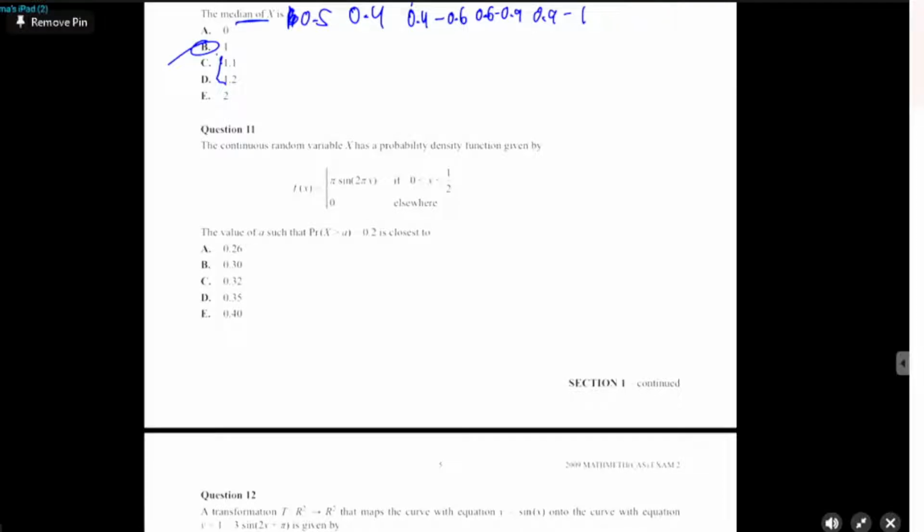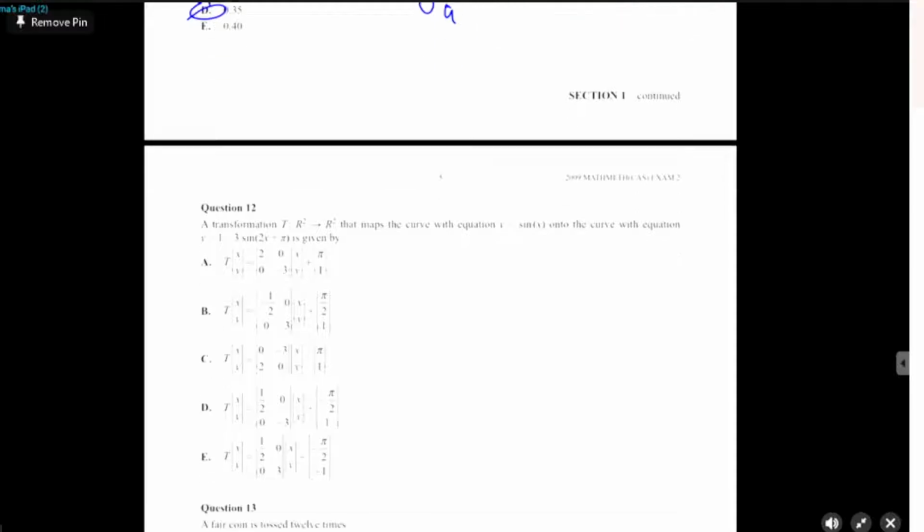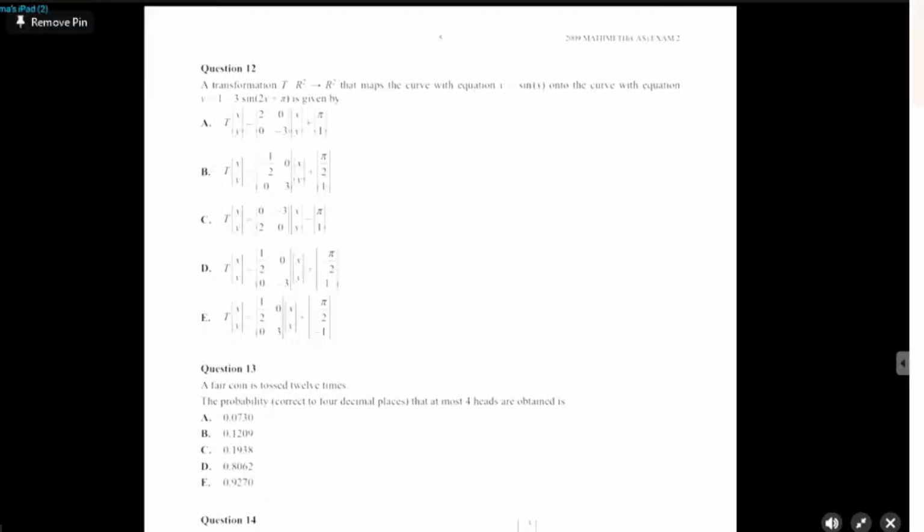For this one, you just integrate from a to half pi sine 2 pi on x, and you make that equal to 0.2, and if you solve that, you'll get D as your answer. For question 12, it's just a transformation. So what you do is you rearrange y, so you get y minus 3 over negative 3 sine 2x plus pi. Then what you do is y dash minus 1 over negative 3 equals y. Rearrange for y dash.